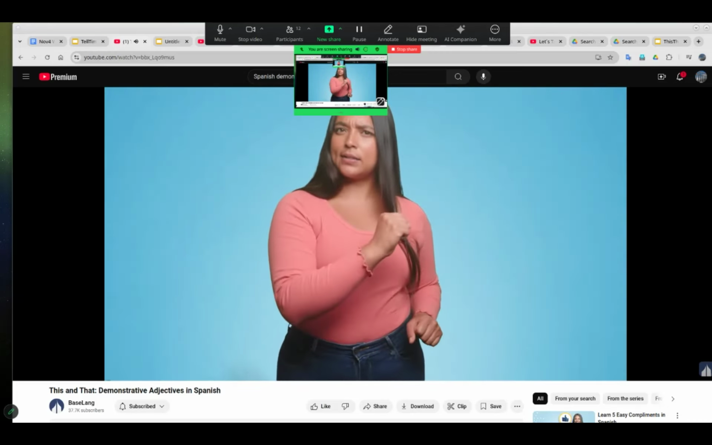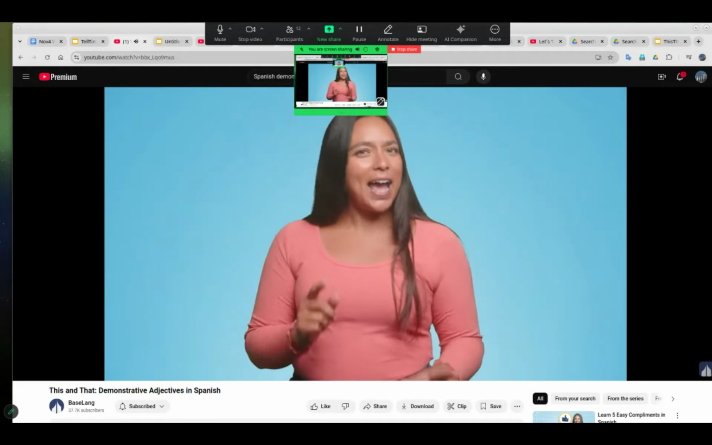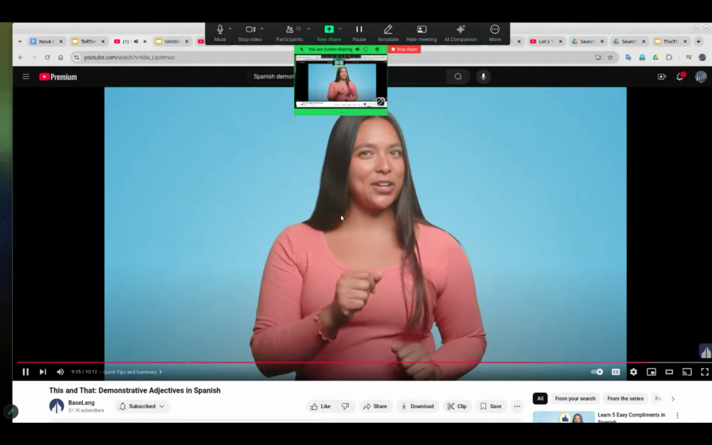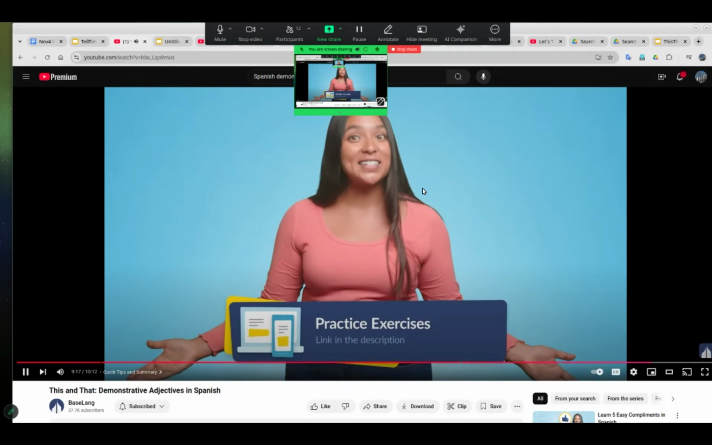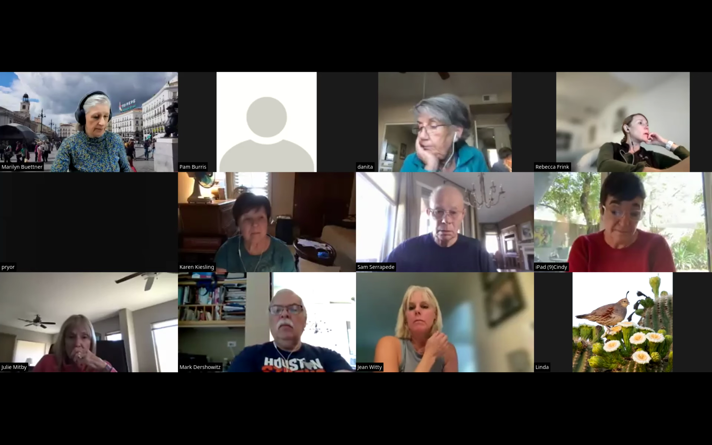Ahora, ¿estás listo para usar estos adjetivos demostrativos en español? Now, are you ready to use these demonstrative adjectives in Spanish? Try out the practice exercises in our guide that is in the description. Okay, we're going to do a couple of exercises together.